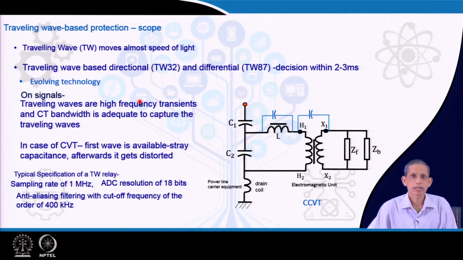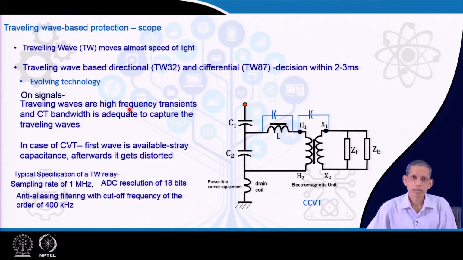We have already addressed in the last lecture that it is associated with high frequency components. So, the sampling rate requirement is very high. The associated technology is also much better than the conventional 3 to 10 kilohertz sampling rate based relay. This technology is moving forward and evolving. So, in the near future we will see more and more applications based on travelling wave principles.